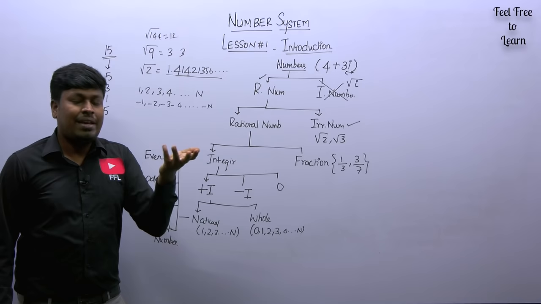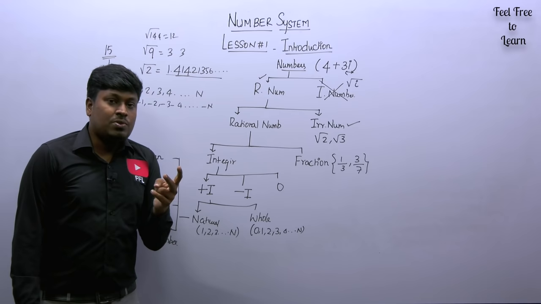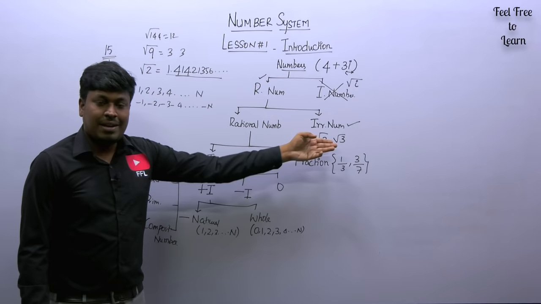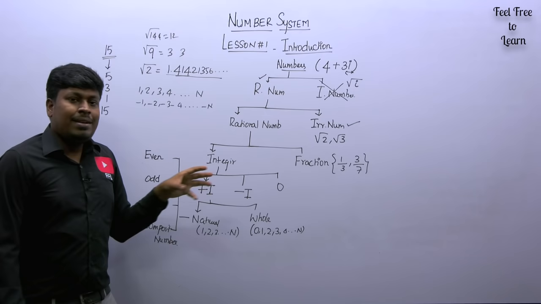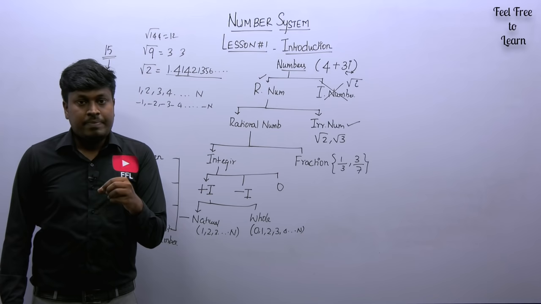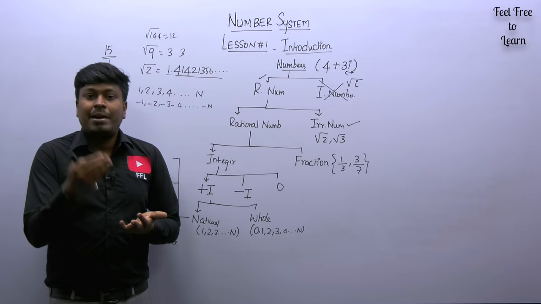Got it? Now rational numbers are separated into two categories: integers and fractions. Fractions everyone knows, 1 by 3, 2 by 7: a number with a numerator as well as a denominator is called a fraction. Integers are separated into positive integers, negative integers and the number 0. Positive integers are 1, 2, 3. Negative integers are minus 1, minus 2, minus 3. And the last is 0.